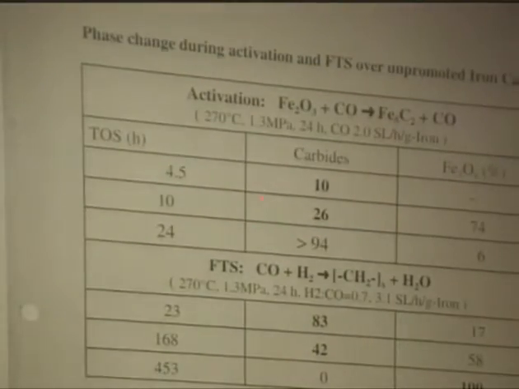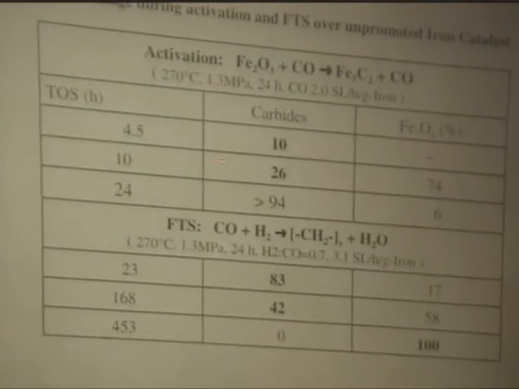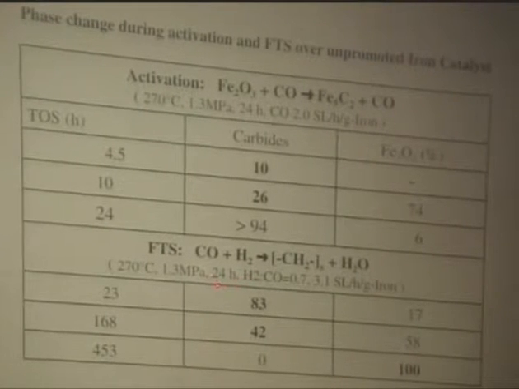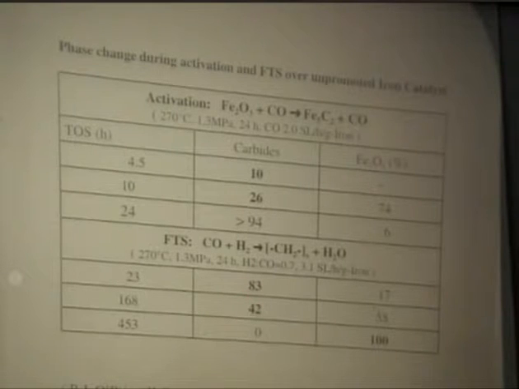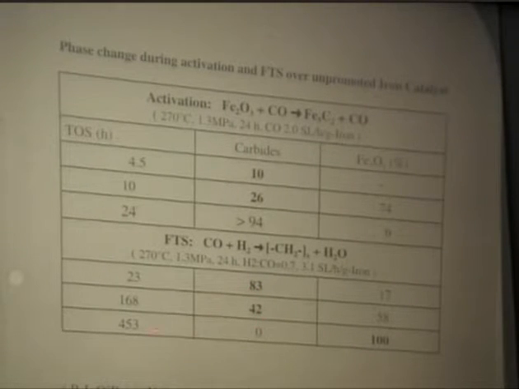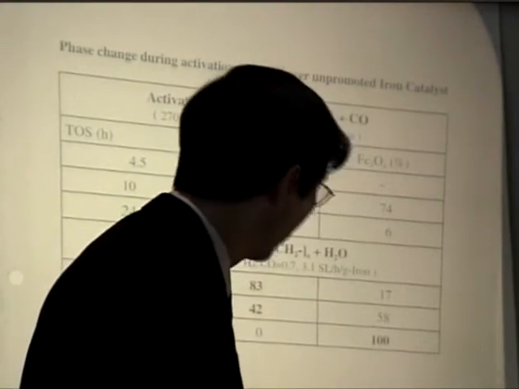This table shows you for the unpromoted iron catalyst, the carbides dropped during the Fischer-Tropsch synthesis from 83% at 23 hours to 42% during the first 160 hours of reaction. Then the magnetite increased from 70% to 58, then 100% by 450 hours of reaction. That's for the unpromoted catalyst.